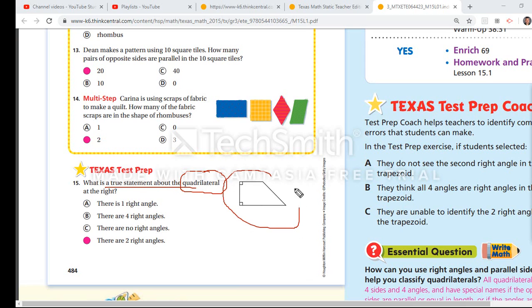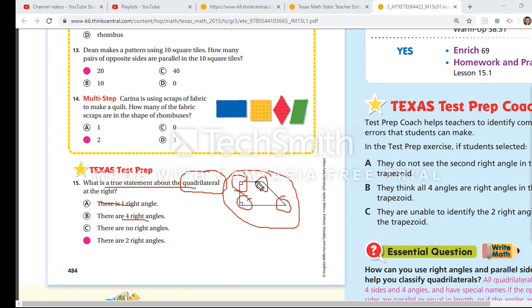So we're looking at this one. Let's walk it through. There is one right angle. Well, no, because we already know that this symbol right here tells us it's a right angle. So I have two there. There are four right angles? Well, there are not. There's only two. This is not a right angle, and this is not a right angle. This is an obtuse angle because it's greater than 90 degrees, and this is an acute angle because it's less than 90 degrees.